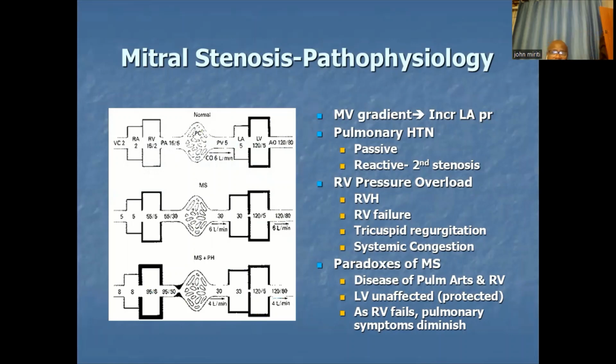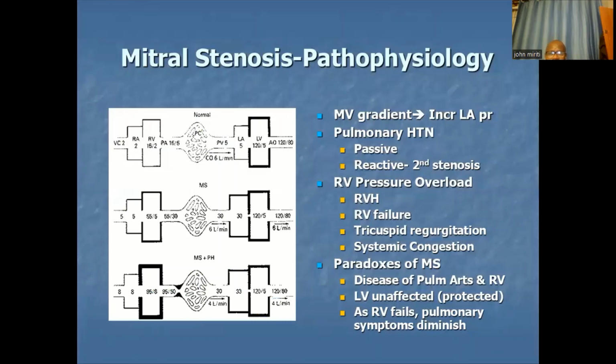So there is right ventricle pressure overload because of right ventricle hypertrophy or right ventricle failure, or also because of tricuspid regurgitation or systemic congestion, which is a manifestation of systemic heart failure. So that is the pathophysiology of mitral stenosis.